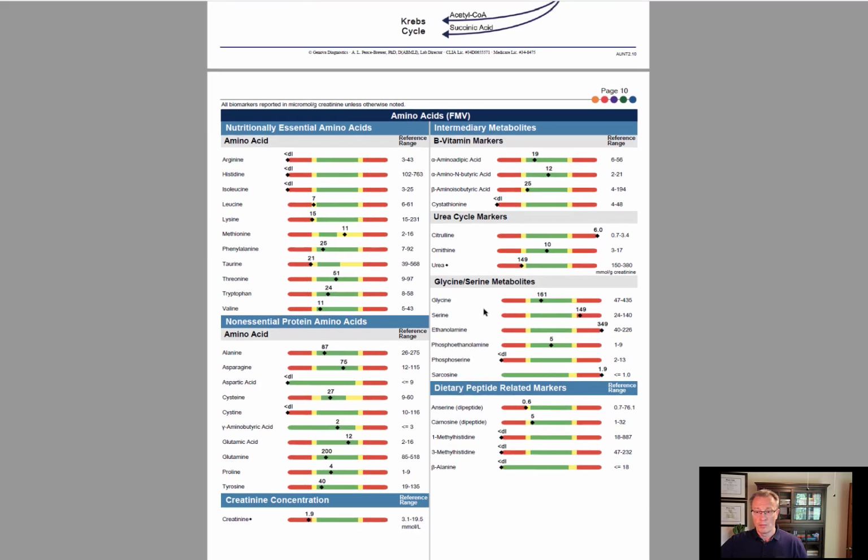Then we also will be able to look at amino acids. We're looking at amino acids in our urine. So if amino acids are very low, then that typically means our body is holding on to proteins and does not want to release them. Sometimes it also means that the proteins in the blood are very low, and we may need to look at it a little bit further.